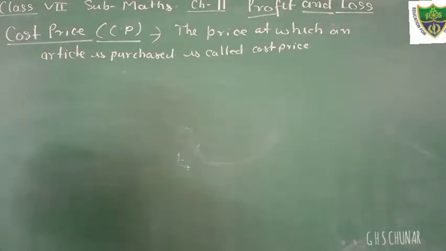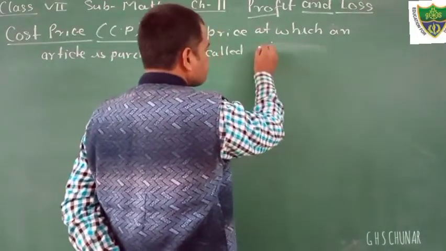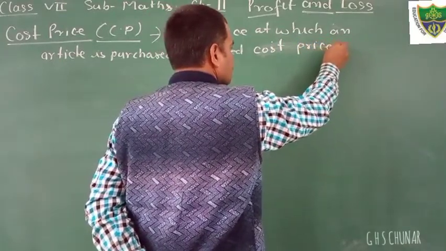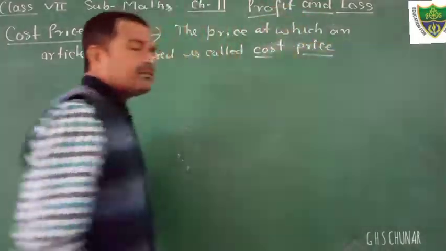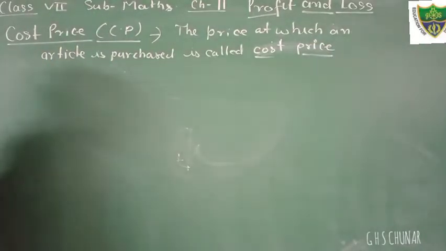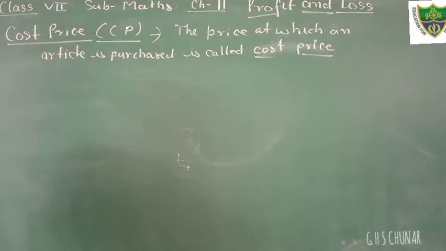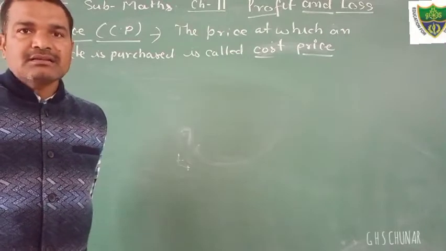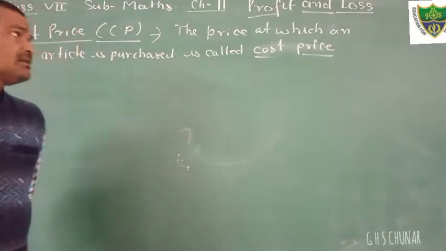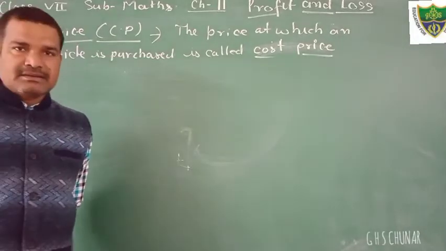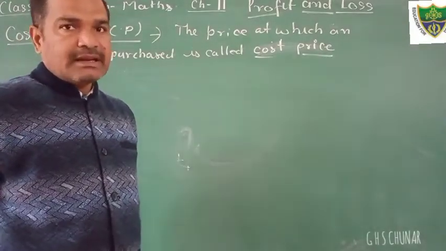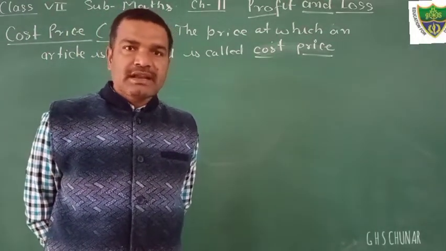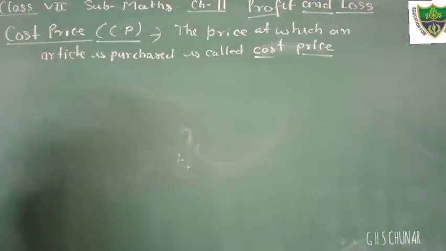Now, when a shopkeeper sells the article in his shop, he gets some money. Or if you purchase an article and then sell it, you get some money. That money is called the selling price. Now, the second definition is the selling price.